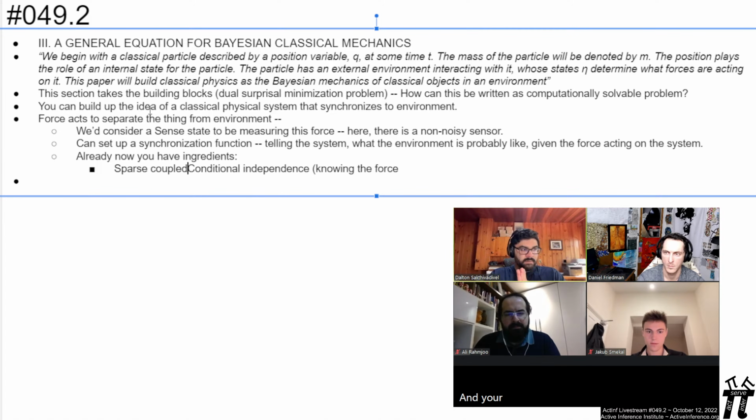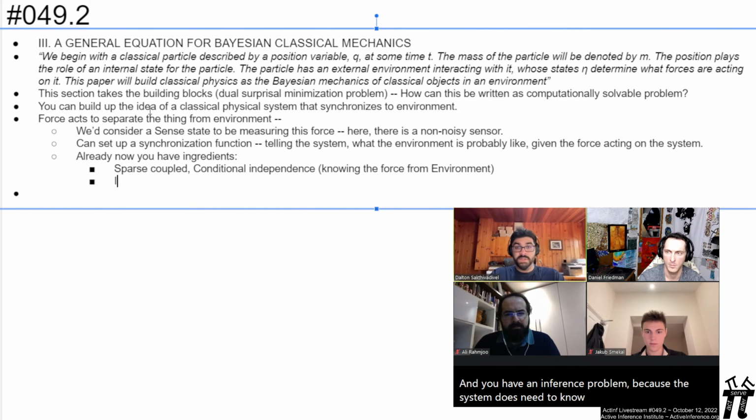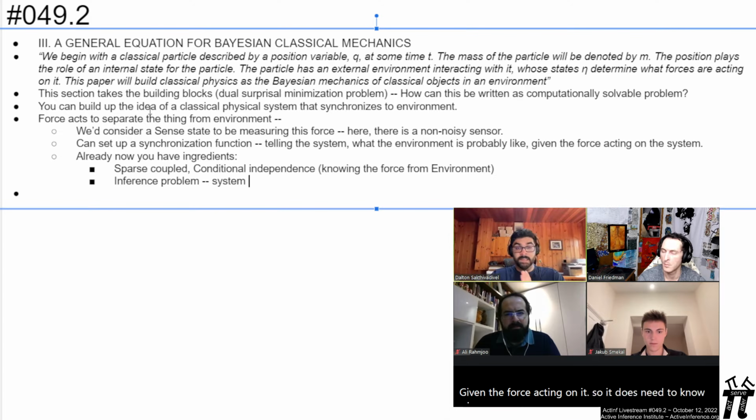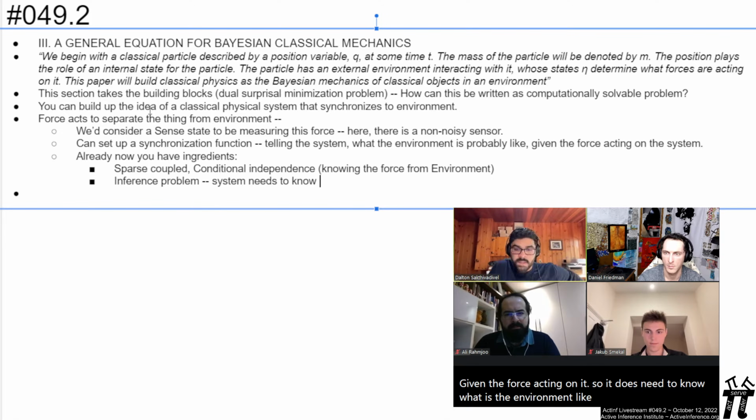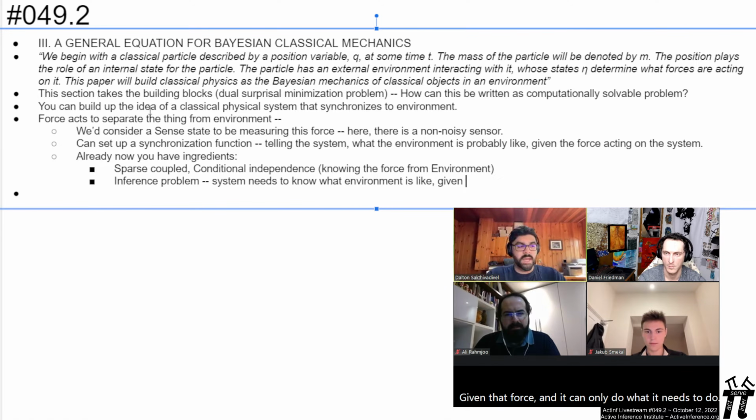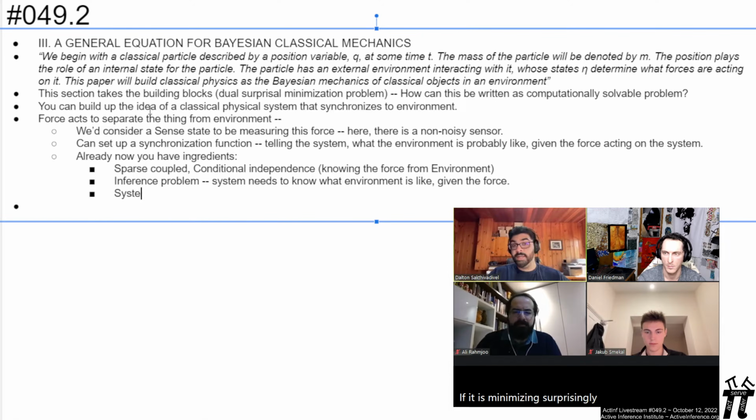And you have an inference problem because the system does need to know what to do given the force acting on it. So it does need to know what the environment is like given that force. And it can only do what it needs to do if it is minimizing surprisal. So all the ingredients are there.